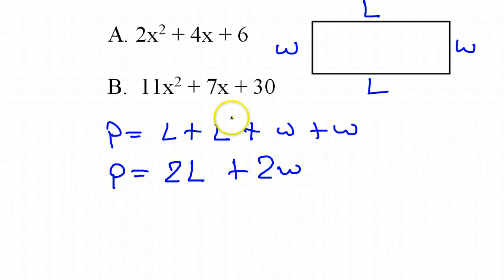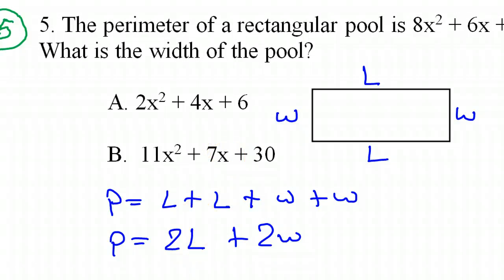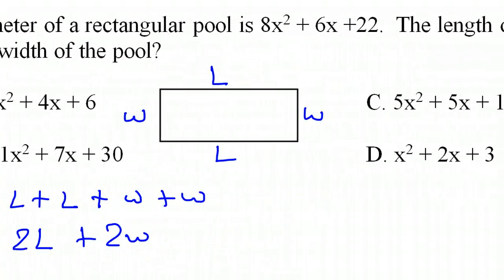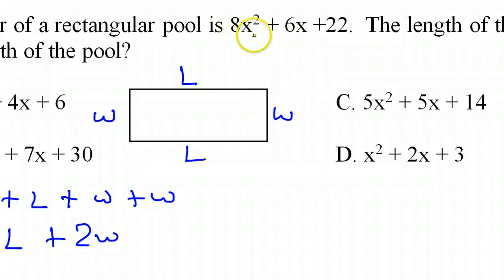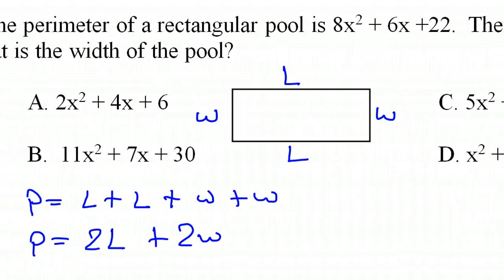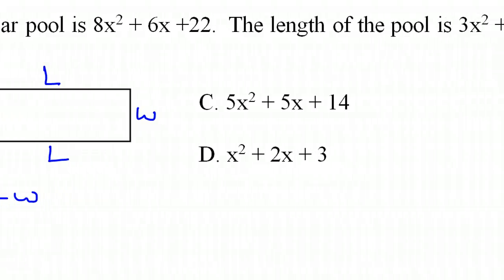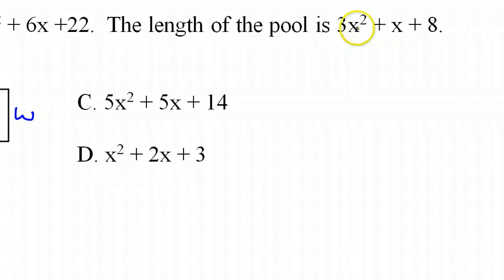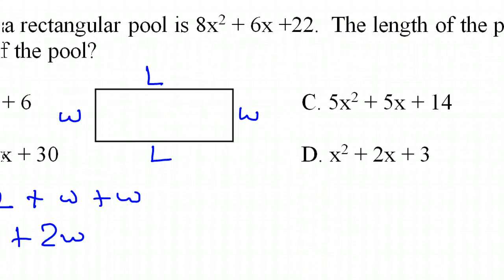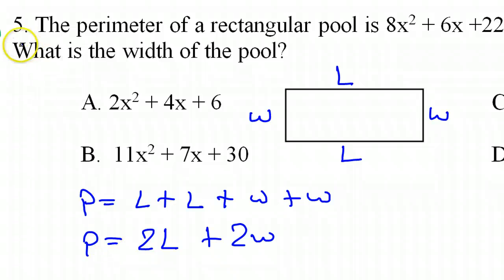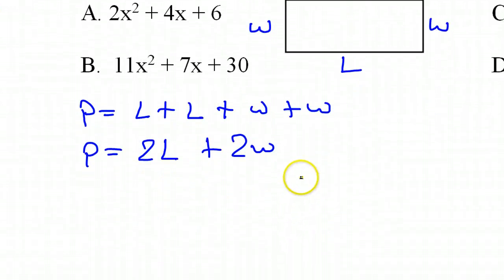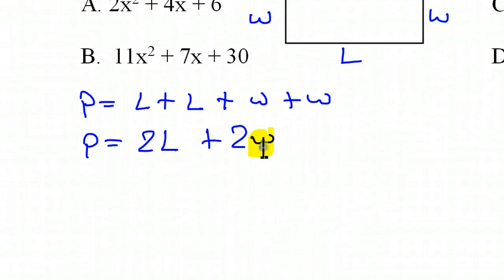Now I'm setting it up this way because it'll be a lot easier to work with these L's and W's than it will be to work with all of these complicated trinomials. So they gave us the perimeter. All right, the perimeter is known, at least an expression for it. And they gave us the length. The length is 3x squared plus x plus 8. They gave us the perimeter and the length, but they want to know the width. Okay, we're supposed to find an expression for the width. So in other words, look guys, we need to solve for W.